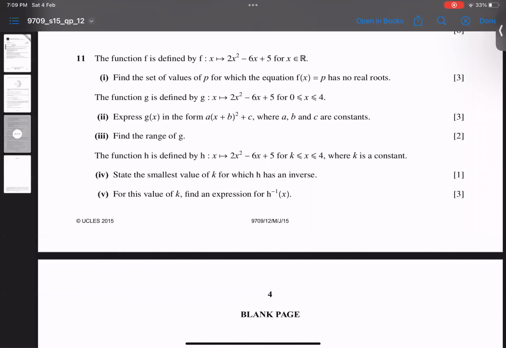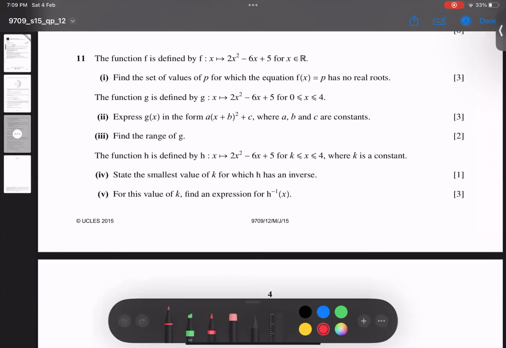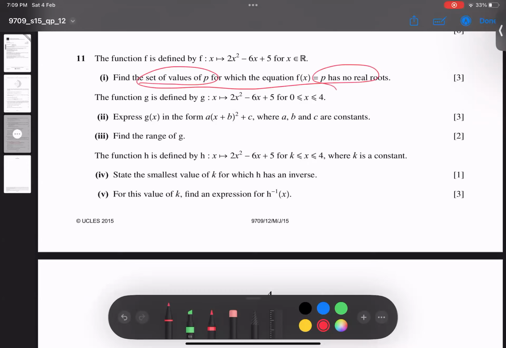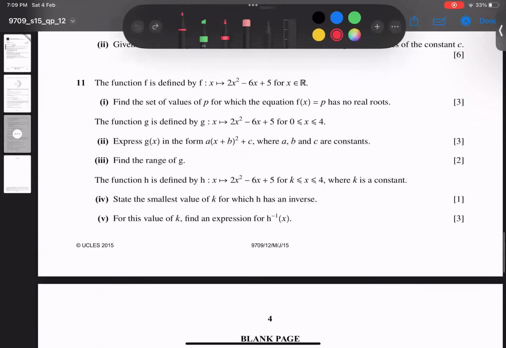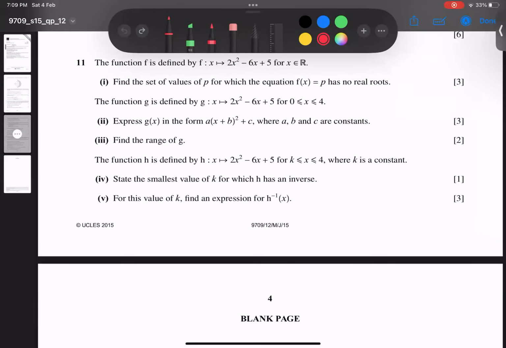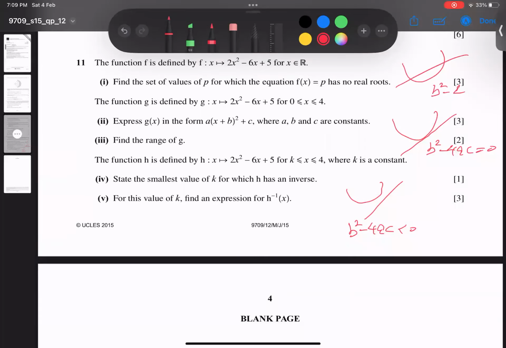The first part is asking for the set of values of p for which it has no real root. How can we do this? If you recall, we have our three criteria. If they're not intersecting, it's called no real root. Condition two, if it touches, is b squared minus 4ac equal to 0. And third, cutting at two points, is b squared minus 4ac bigger than 0. But he's saying no real roots, so we'll take the first option.